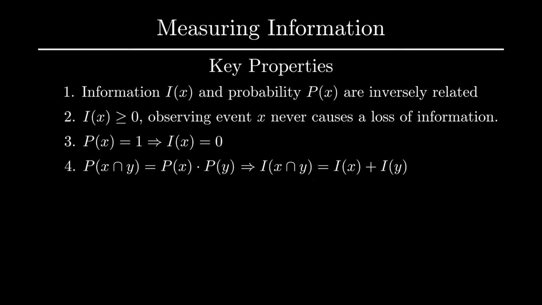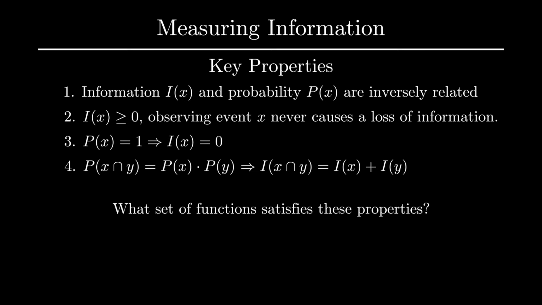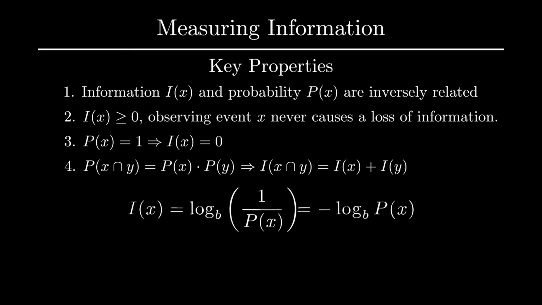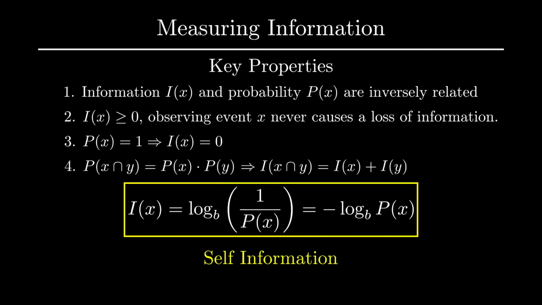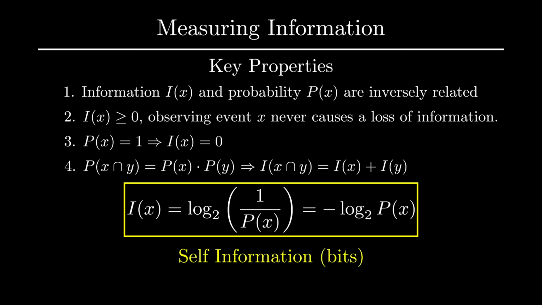So the question now is significantly more precise. Is there a set of functions that satisfy these particular properties? And in fact, it can be proven that the only set of functions that satisfy these 4 properties must be in the following form. This was the definition of the quantity Shannon called self-information, and is exactly the type of metric we want. The unit of this quantity depends on the base of the logarithm. For our purposes, we'll use base 2, which gives self-information in the unit of bits.